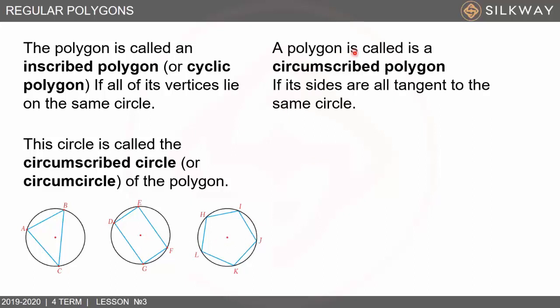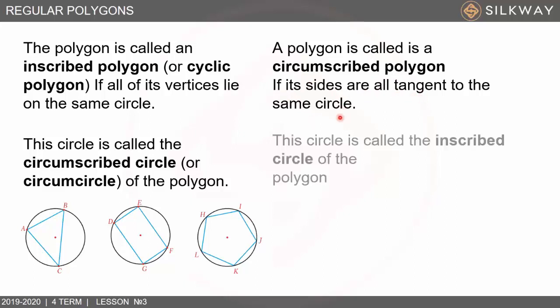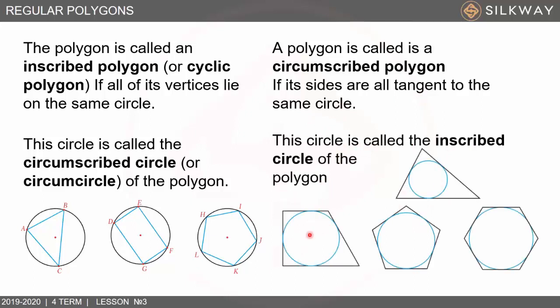A polygon is called a circumscribed polygon if its sides are all tangent to the same circle. This circle is called the inscribed circle of the polygon. Here are the examples of inscribed circle or circumscribed polygon. All the sides are tangent to the circle.